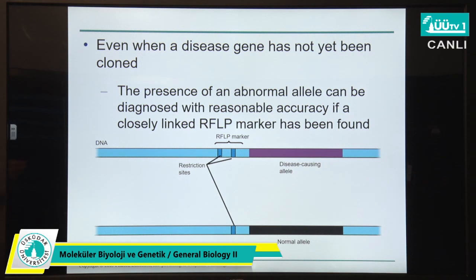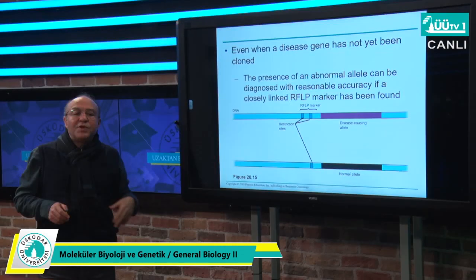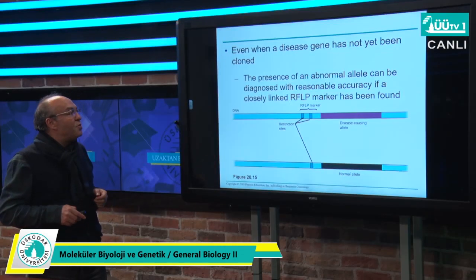Even when a disease gene has not yet been cloned, the presence of an abnormal allele can be diagnosed with reasonable accuracy if a closely linked RFLP marker has been found. These RFLPs are helping us, and this is, again, because of single nucleotide polymorphisms.